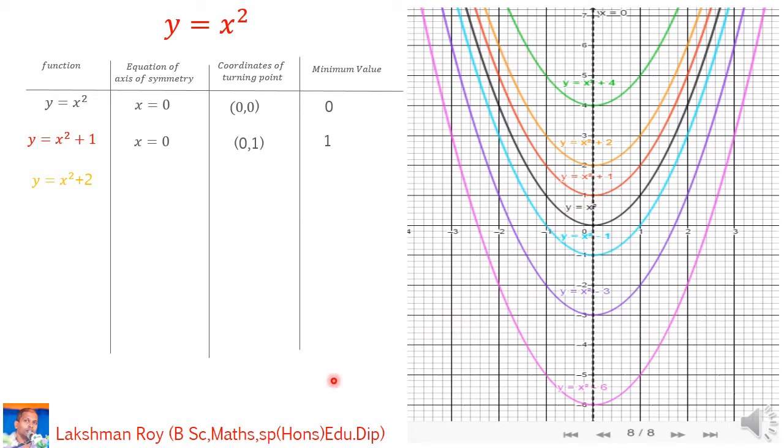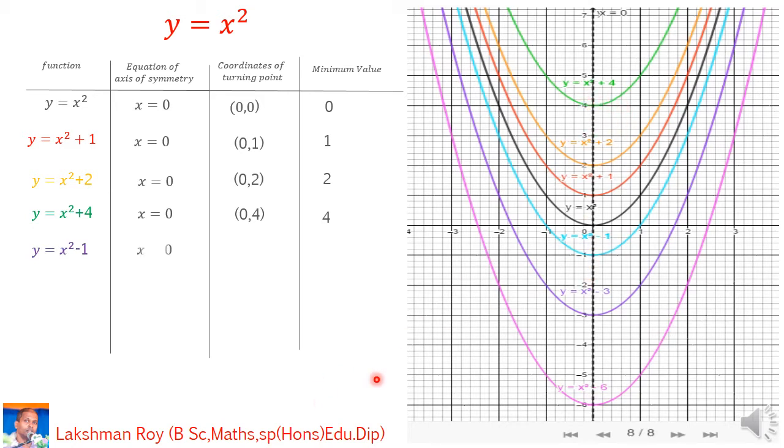Then the third one, y equals x squared plus 2, moved 2 units up. The equation of the axis of symmetry is x equals 0. The coordinates of the turning point are x coordinate 0, y coordinate 2. The minimum value becomes 2. Next one, y equals x squared plus 4: the axis of symmetry is x equals 0, the turning point is (0, 4), and the minimum value is 4.